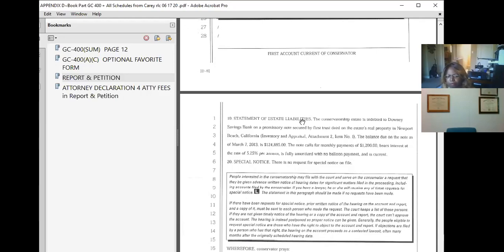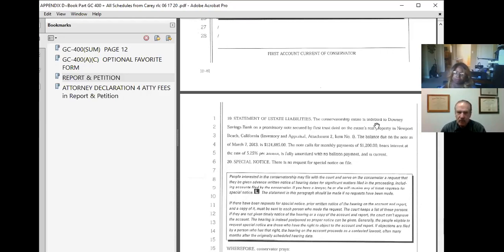So here you would state, only if there is any statement of liabilities. Again, this would be a good place for, you know, tax, or in this case, this person still owes a mortgage. They were on a mortgage with their husband, and so they still owe this loan. Just because they become a conservatee doesn't mean that they no longer owe the balance on the mortgage or half of it. So here would be a good place, and then you're stating the monthly payments are this, there's no balloon payment, things like that.